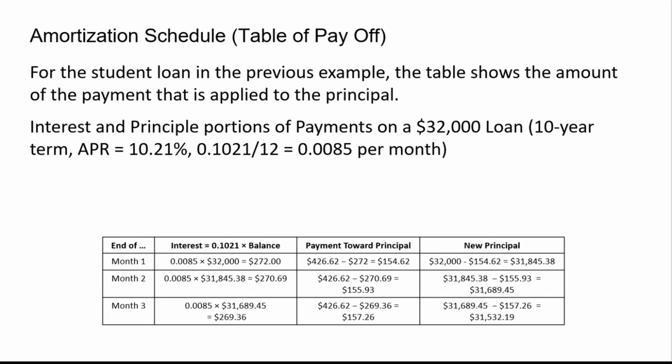The payment towards principal reduction would be, of your monthly payment of $426.62, subtract the interest charge, $272, which would result in $154.62. So your new principal is the $32,000 you owed minus the $154.62 towards principal reduction, which gives you $31,845.32. You can do this for months 2 and 3 to see the total principal reduction by the end of your 3rd month.